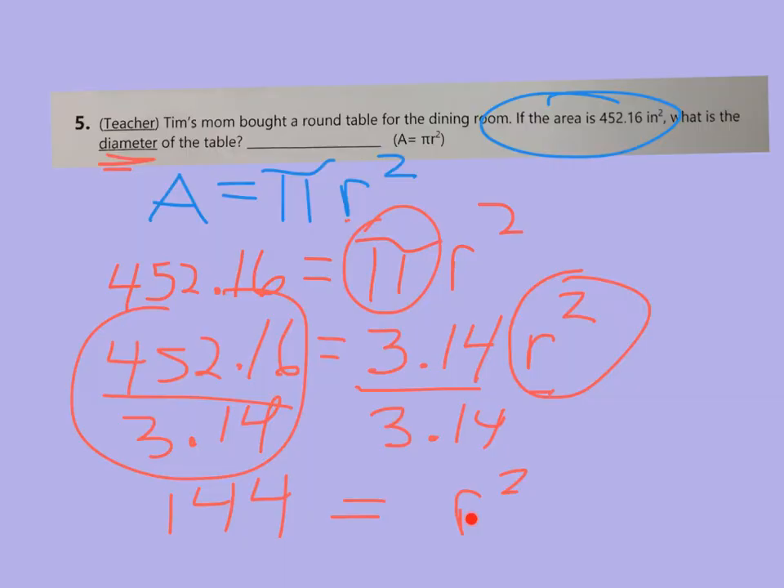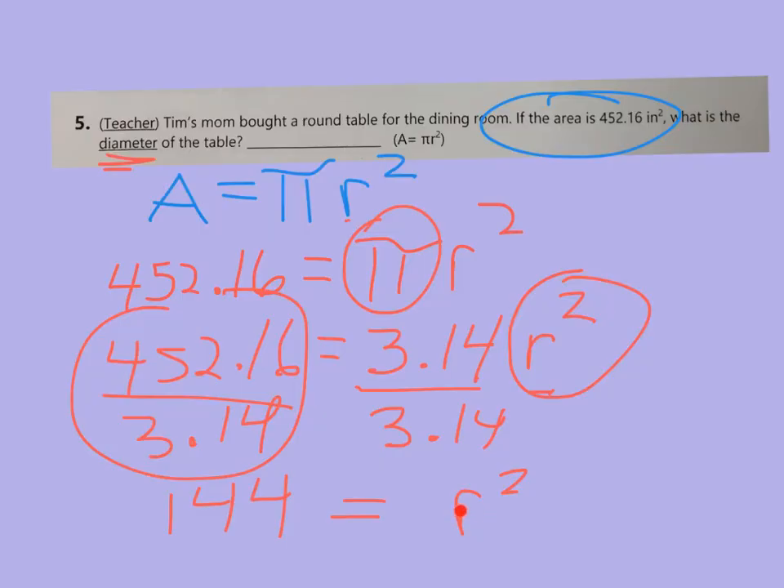And if you don't know, there is a square root key on your calculator, you can put that in, and it looks like a little house. I'll show you that. But if you don't know what r squared could be, then start plugging in numbers.